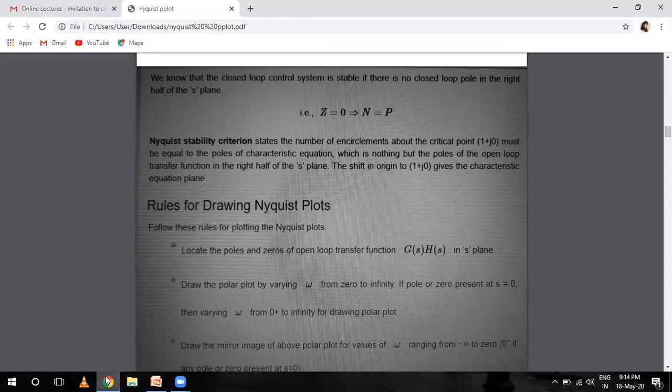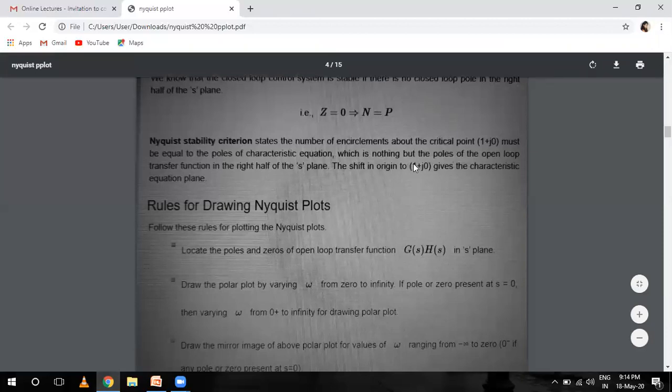Nyquist stability criterion states that, what is this? Its definition is important. The total number of encirclements of the critical point, that is -1, 0, must be equal to the poles of the characteristic equation, which is nothing but the poles of the open loop transfer function in the right half of the S plane. The shift in origin to -1, 0 gives the characteristic equation plane. Actually, this point is very important for the Nyquist contour, that is -1, 0. This point helps to find out the stability.